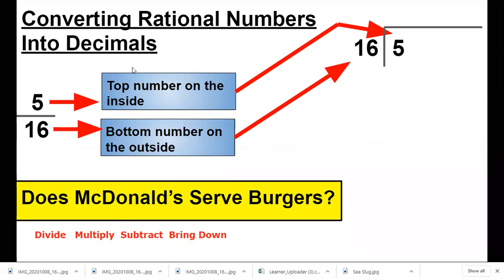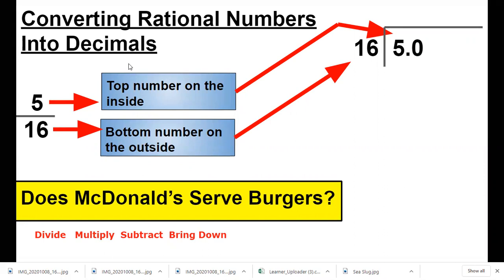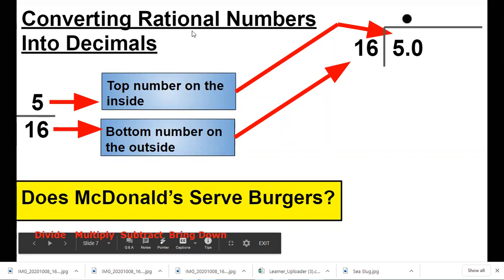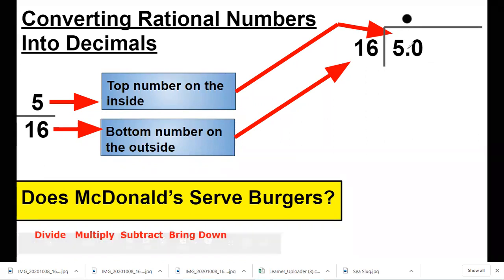So let's see what happens. Okay, we can't take 16 into 5, so we're going to add a 0. Notice how 5.0 is the same as 5. We haven't changed the number. All we've done is add a 0. So now we're going to put the decimal point up on top. There's our decimal point right up on top there. I made it nice and big for you to see it. It lines up exactly where the decimal is in the number.